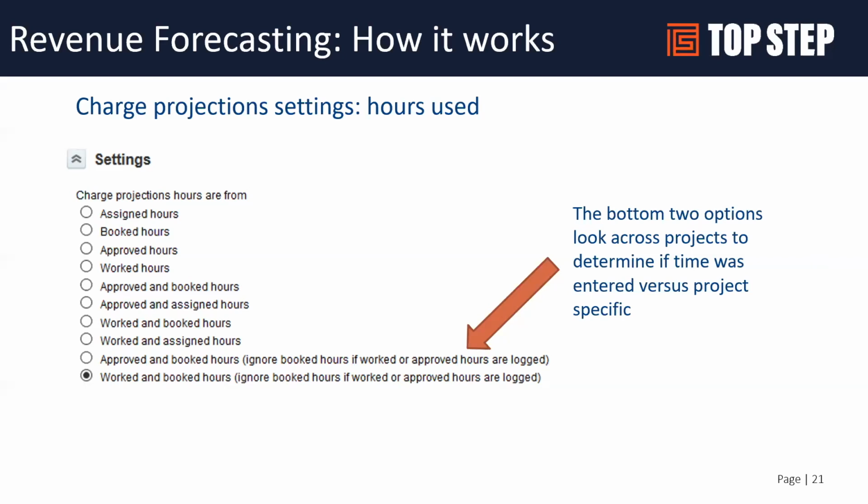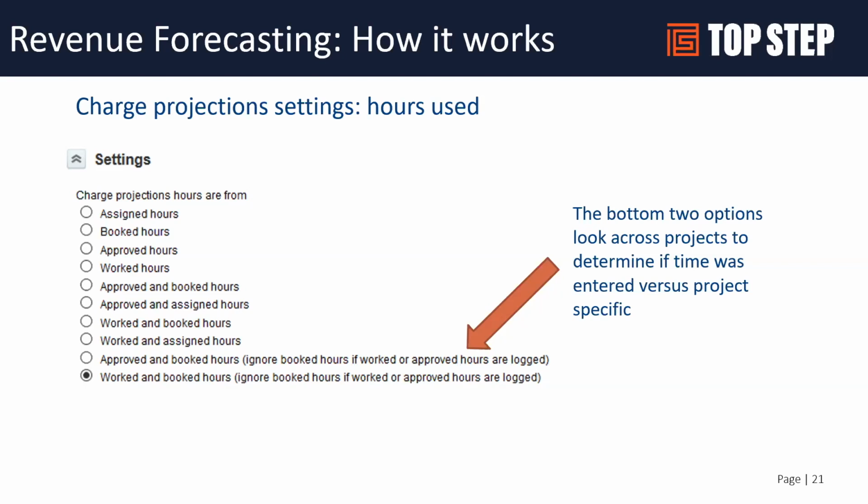So if I was scheduled to work 40 hours next week, and I instead put my 40 hours against a different project next week, those booked hours would still project because I didn't put hours against the project I was booked to. The bottom one will actually look across projects. And if you put 40 on another project for that week, it will cancel out any bookings before that across projects. So that's really handy.